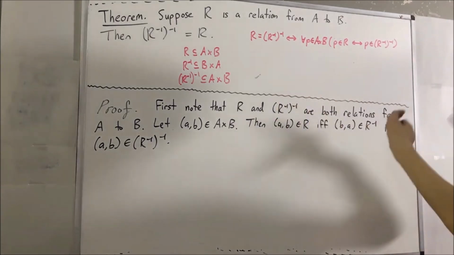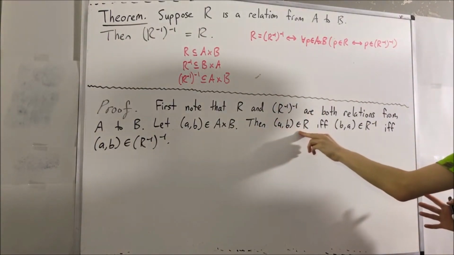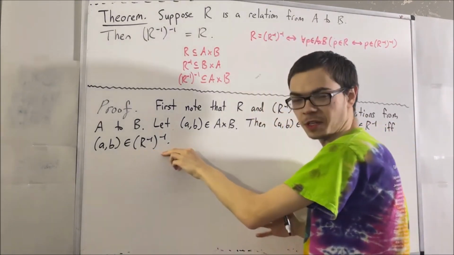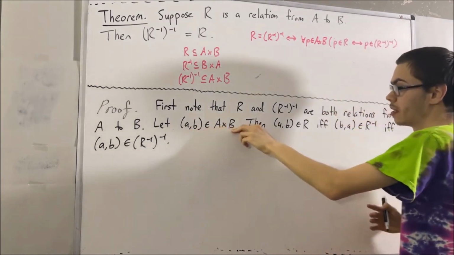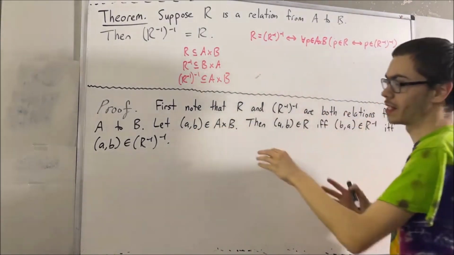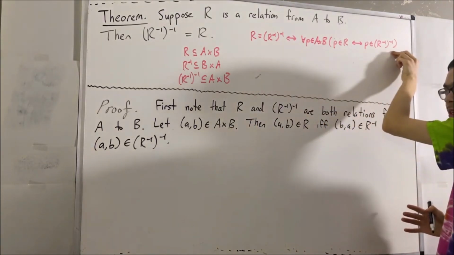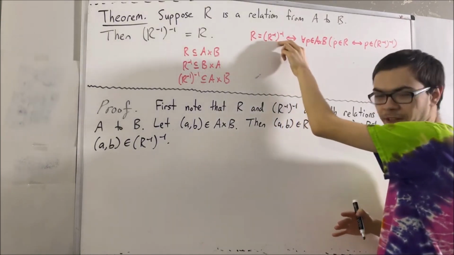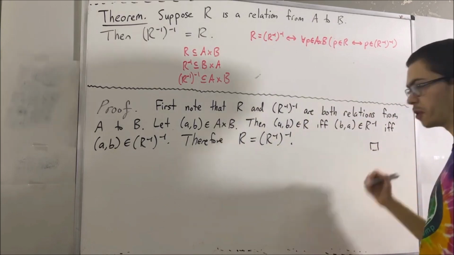So now we have a chain of if and only ifs showing that (a, b) is an element of R if and only if (a, b) is an element of the inverse of R inverse. And since (a, b) was an arbitrary element of A times B, this means it's true for every element in A times B. So we have proven precisely this statement. And therefore, that amounts to proving that R is equal to the inverse of R inverse. And so this completes the proof.